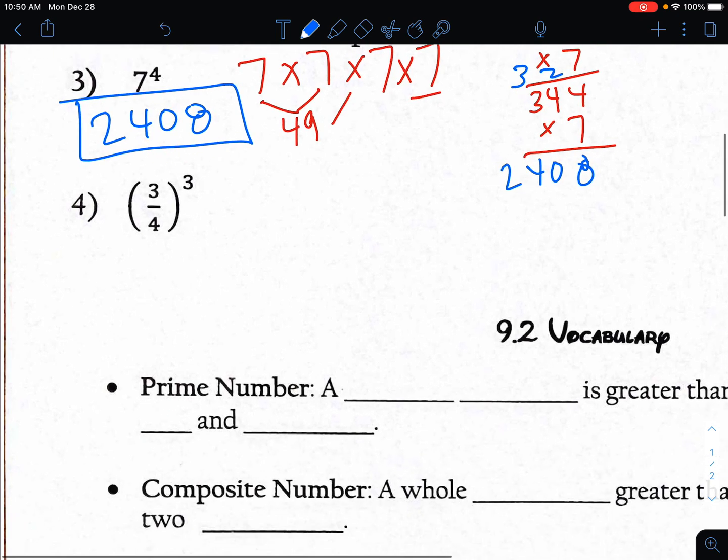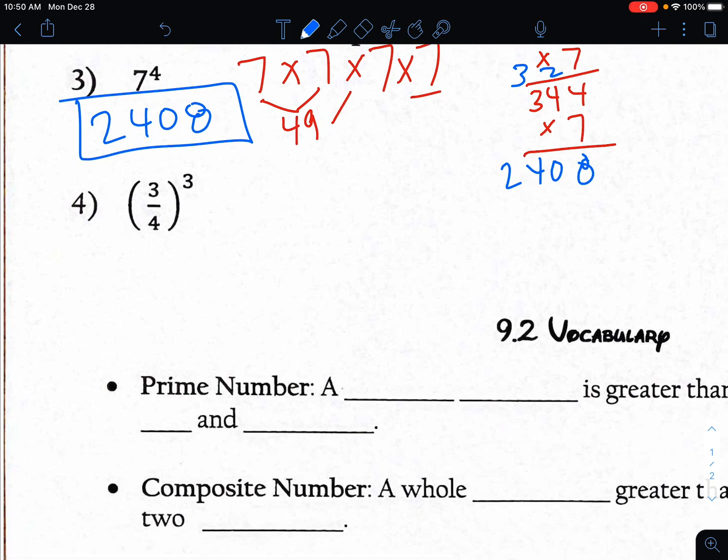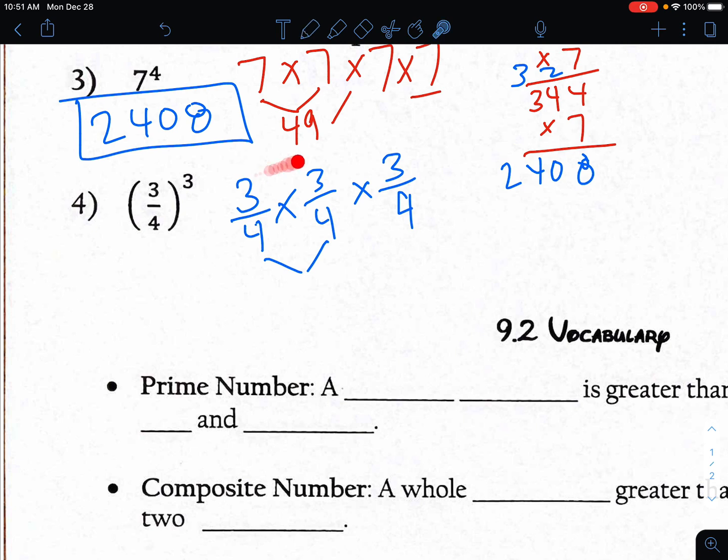All right, number 4. 3/4 to the third. Now, this seems like it would be really hard, but it's not really. So 3/4 times 3/4 times 3/4. Well, 3/4 times 3/4, you just multiply the tops and then multiply the bottoms. So 3 times 3 is 9, 9 over 4 times 4 is 16. And then you're going to multiply that by 3/4.